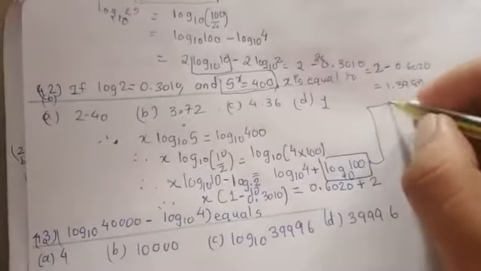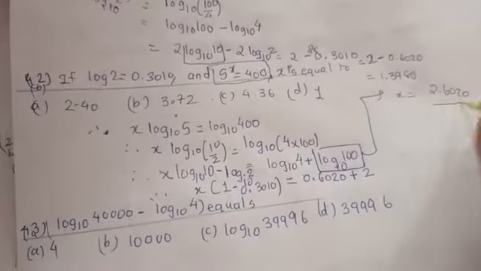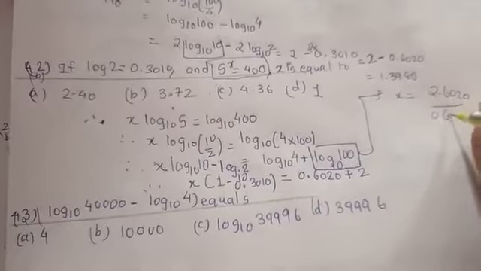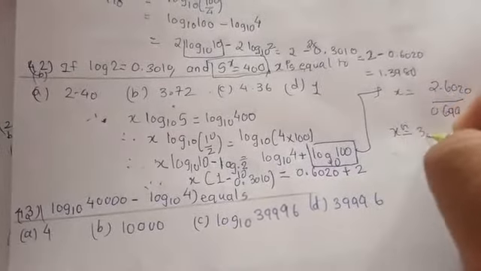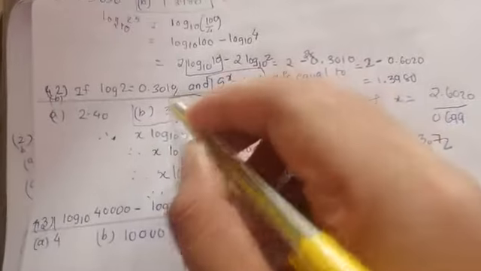Therefore x becomes 2.6020 upon 1 minus 0.3010, that is 0.699. So the value of x is approximately equal to 3.72. So the answer of the 42nd question is B, 3.72.